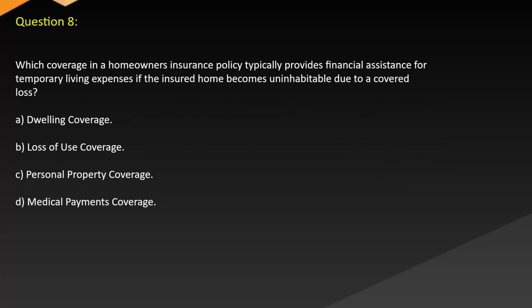Question 8. Which coverage in a homeowner's insurance policy typically provides financial assistance for temporary living expenses if the insured home becomes uninhabitable due to a covered loss? A. Dwelling coverage. B. Loss of use coverage. C. Personal property coverage. D. Medical payments coverage.